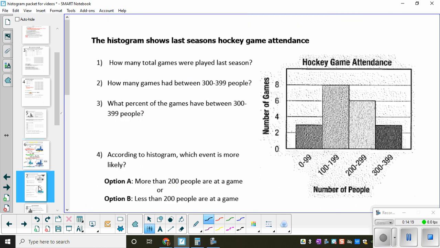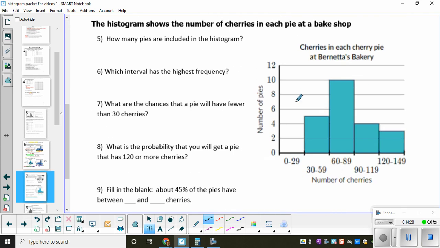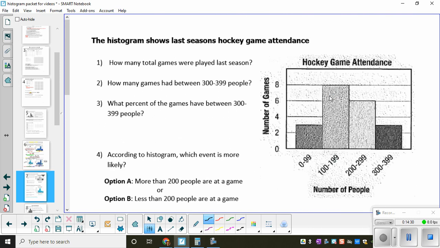All right, now let's flip over. And with this one, I'm just going to practice with you guys, again, making inferences and observations. We're going to go through this hockey game example, and then we're going to go back to that cherry pie example. All right, so for this first one here, we've got a histogram.